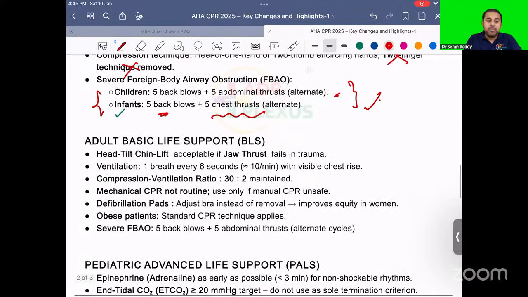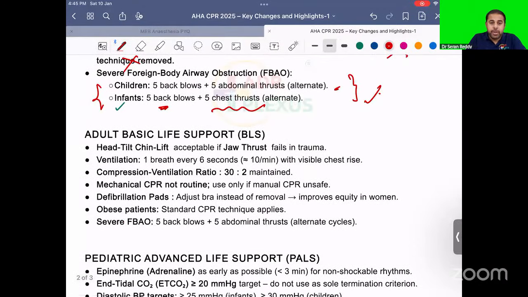Then what are the changes in the BLS, basic life support? Head tilt, chin lift we can do if jaw thrust fails in trauma. If you are not able to do the jaw thrust in trauma, you can do the head tilt and chin lift. Ventilation, 1 breath every 6 seconds with visible chest rise. Compression ventilation ratio 30:2 maintained. Mechanical CPR is not for routine use, only manual CPR.